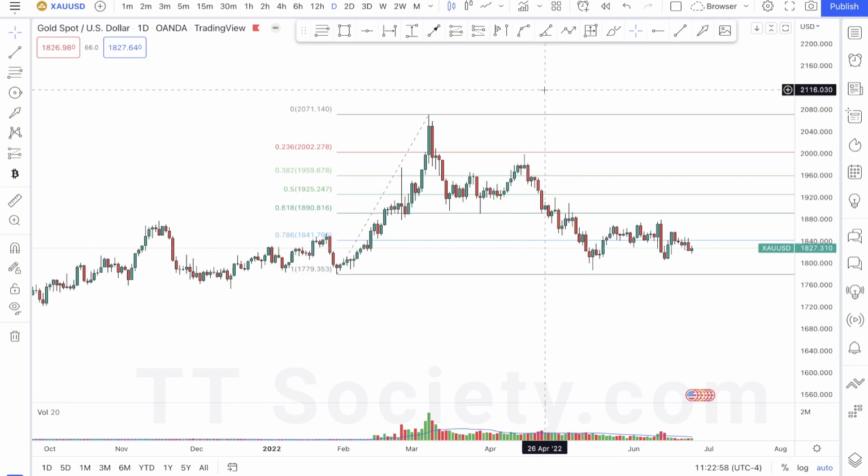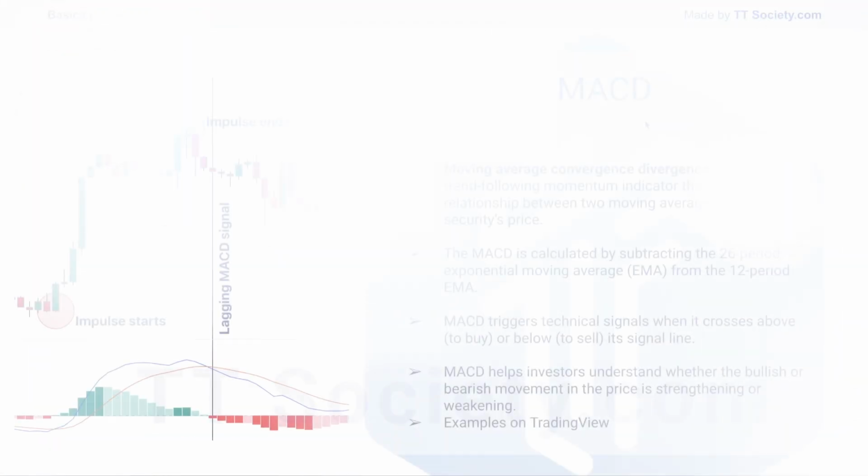So like the RSI and the moving average, the Fibonacci retracement is an additional tool in your arsenal of weapons, making it in this market. Now on to the MACD.